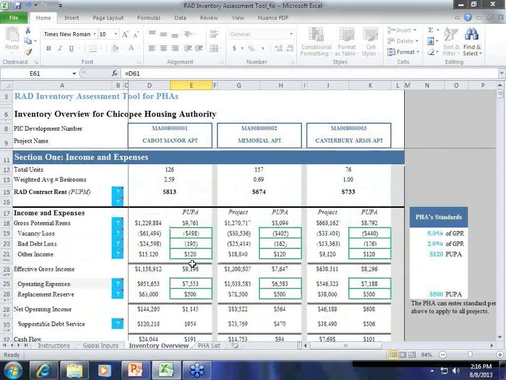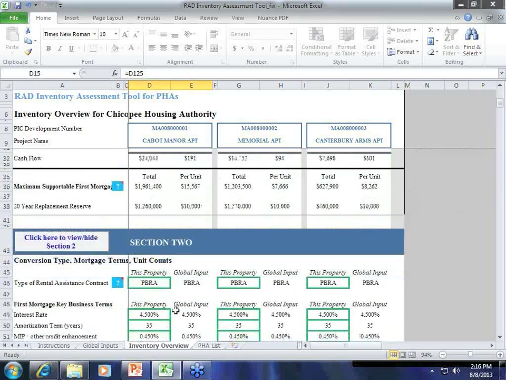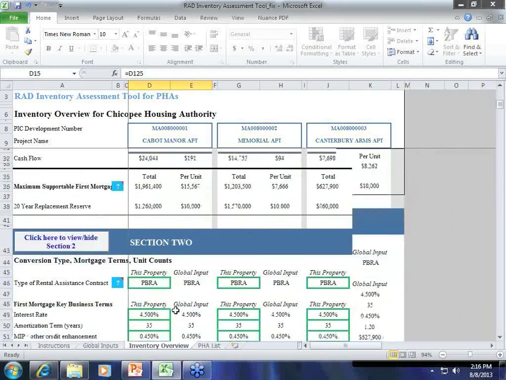I'm going to scroll back to the top to see what the impact on rents. Now the rents are $813. What was once $775 per unit per month is now $813. So that's just one example. So if you're considering doing a partial conversion, that's just a very quick way of checking your rents.